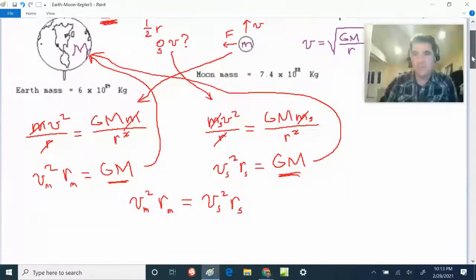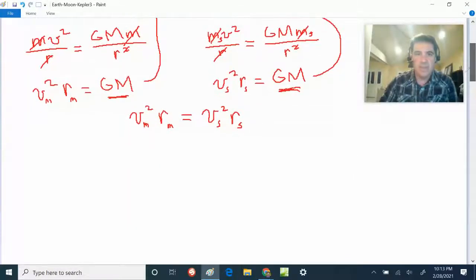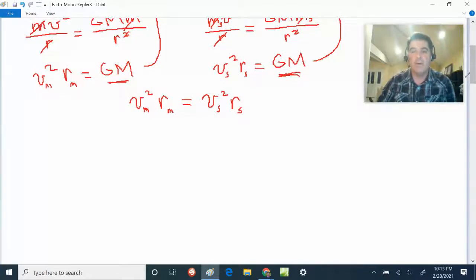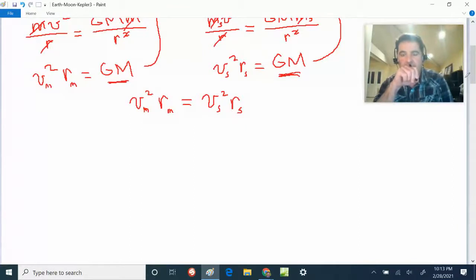Let's go ahead and continue with that idea, and let's now apply it. If I was to ask you the question, how much slower or faster should the satellite be if the radius is cut in half? Okay, so then what we have is the rule of ones.